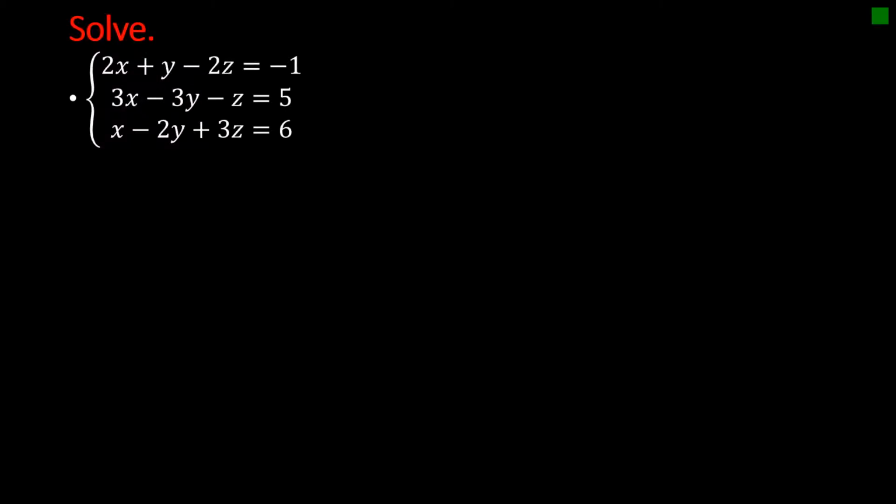We have 2x plus y minus 2z is negative 1. That's our equation 1. We have 3x minus 3y minus z is 5. That's our equation 2. And we have x minus 2y plus 3z equals 6. That's our equation 3. And we want to eliminate a variable. So let's just choose z.